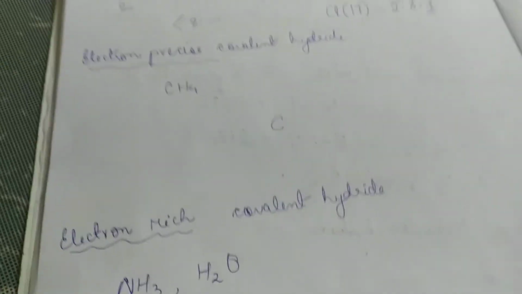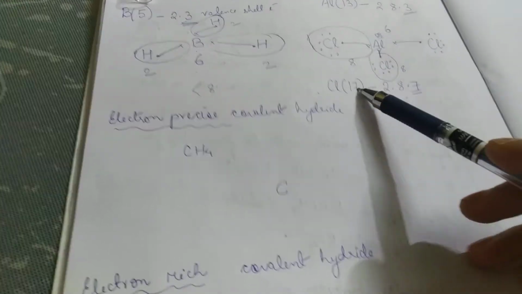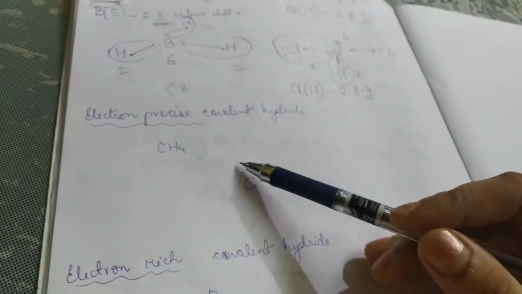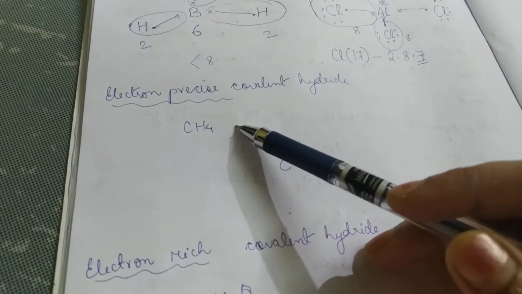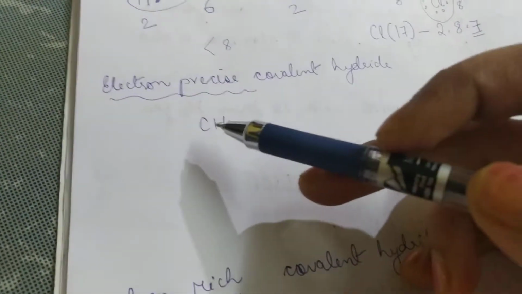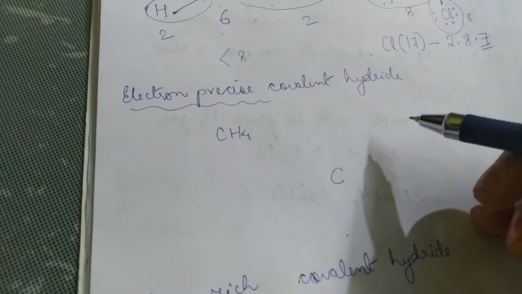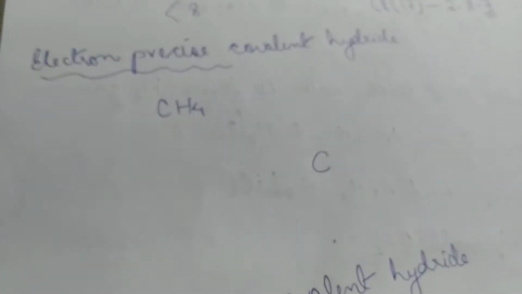So where were we stopped at electron deficient covalent hydrides. We will continue with electron precise covalent hydride. Electron precise covalent hydride means where the electron count is exactly perfect. That means not more, not less. Exactly the number required.